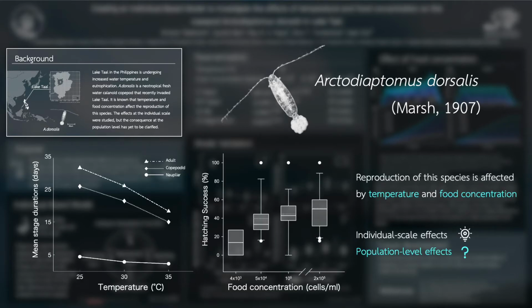Previous studies have shown that the production of this species is affected by temperature and food concentration. For example, as temperature increases, the duration in each stage decreases, and as the food concentration increases, the hatching success increases. These data are from laboratory experiments and can provide information about the effects, but only at the individual level.